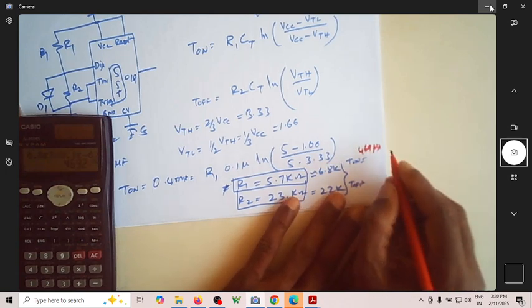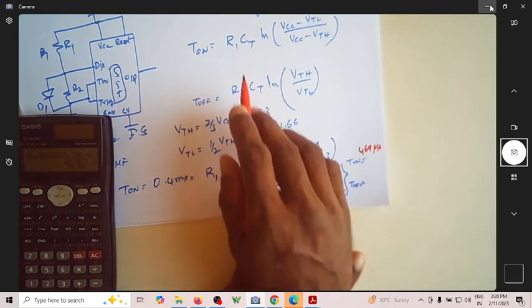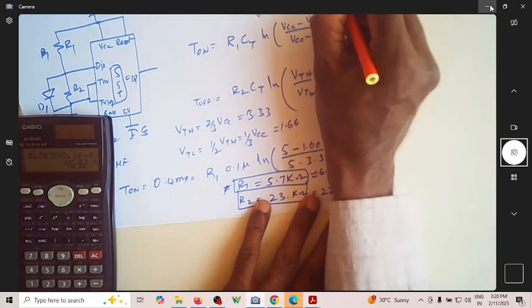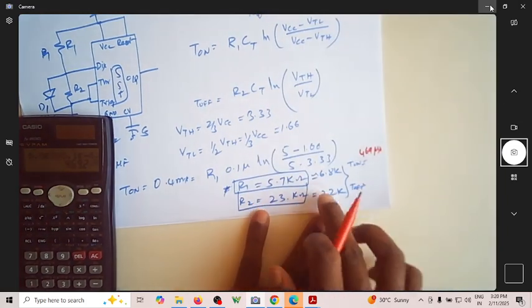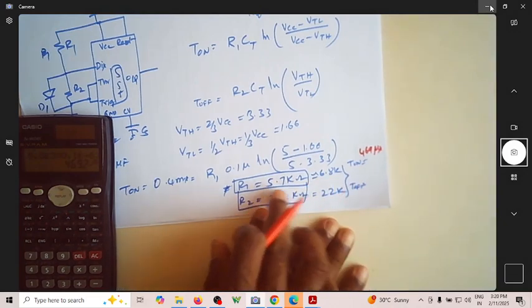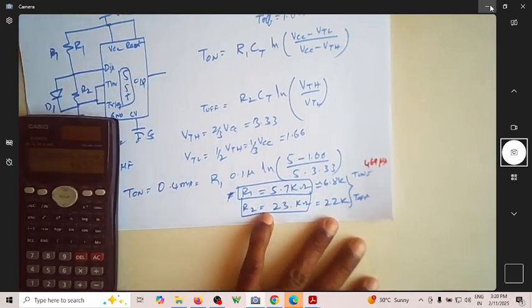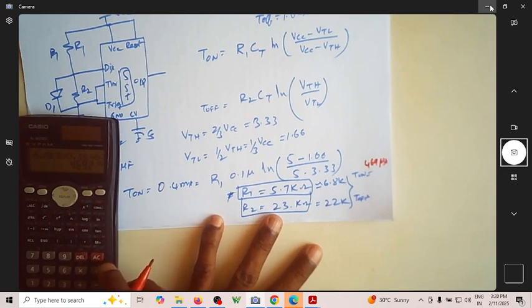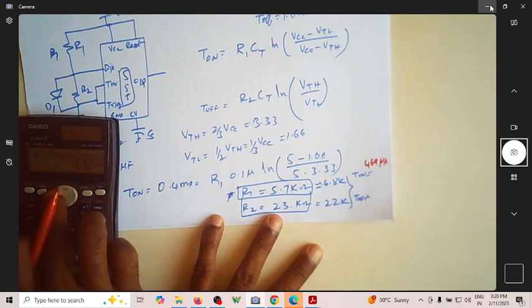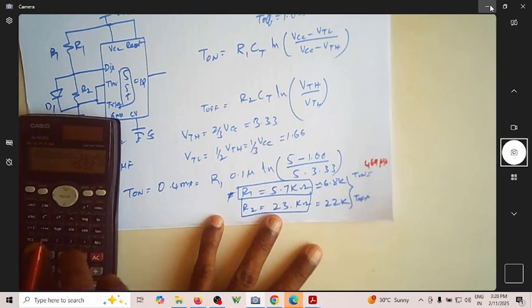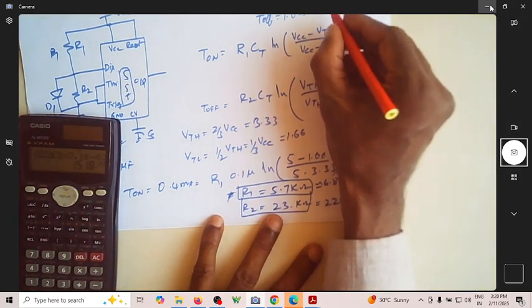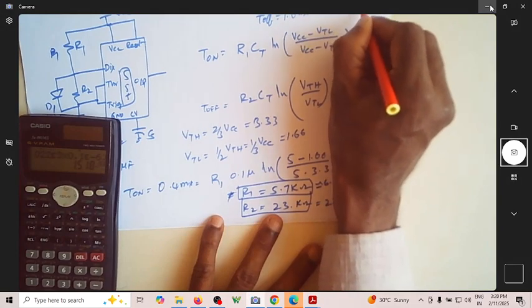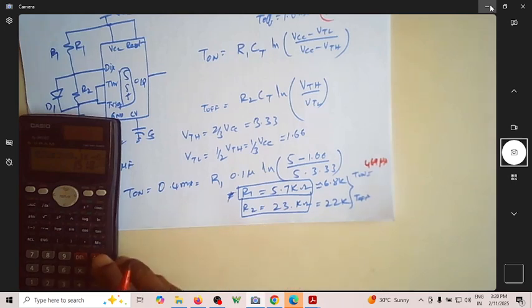It is 0.469 millisecond. Instead of 0.4, you'll get 0.469 millisecond, since I'm using a standard value of 6.8k, because there is no point in using DRBs to make your circuit complicated. If you use 22k, then instead of that, it will be 1.51 millisecond.